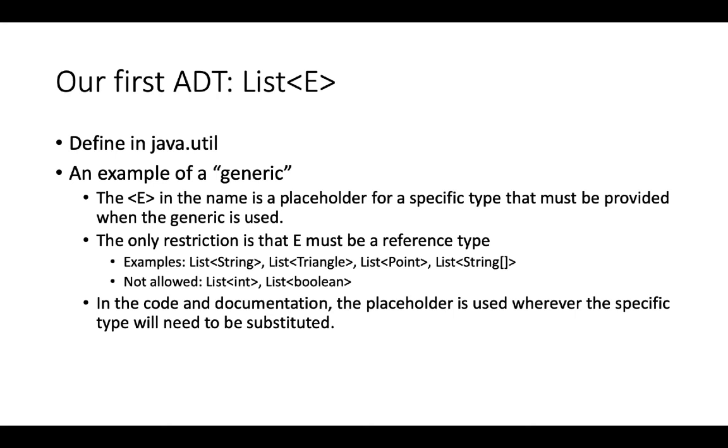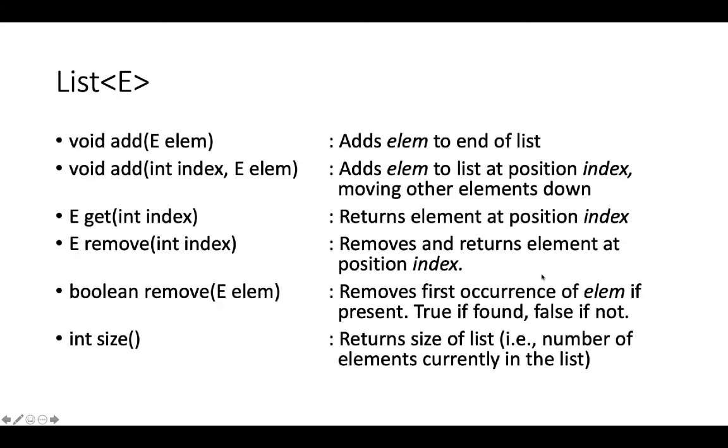It cannot be a value type. It can't be list of int or list of Boolean with a small b, right? But there's a way around that I'll show you in a second because you'll need to use that for the assignment. What is the list abstract data type? What is its behavior? How is it defined?